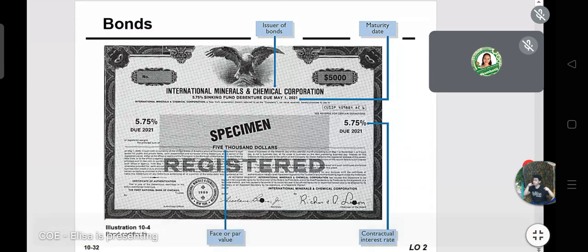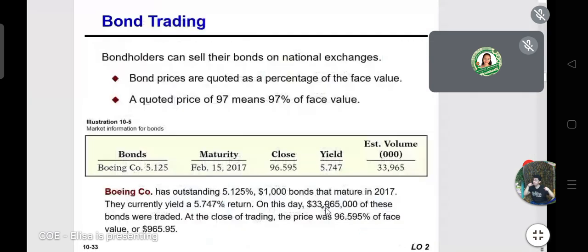May ka na literal fine prints, no, you have really to enlarge para makita nato what are the provisions. In most, these are only important provisions, but the details of all the provisions you will find in the bond indenture. So this is a typical example of a bond.